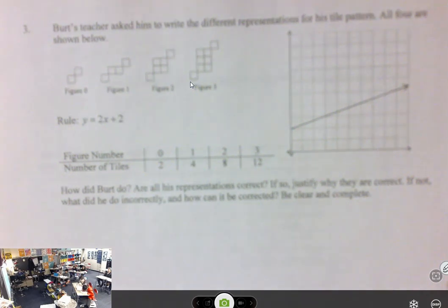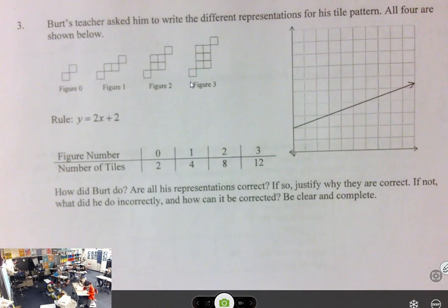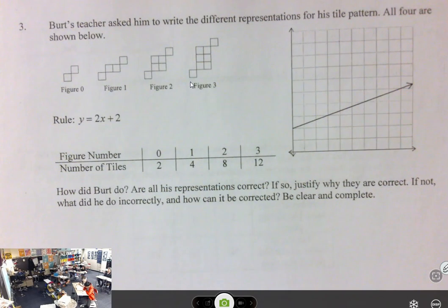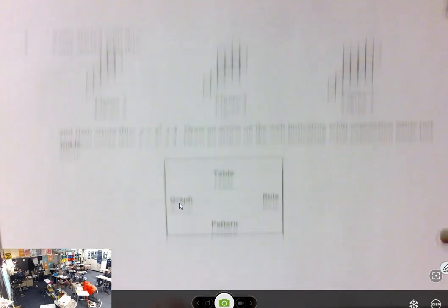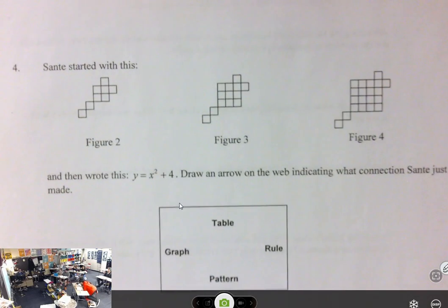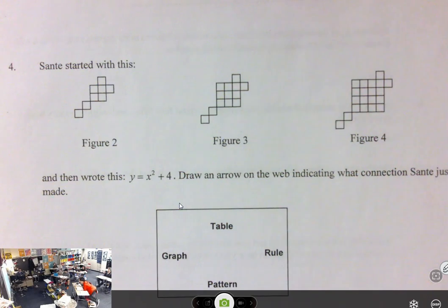I get it. Okay, sorry, this should focus up. There we go. So, Bert has a tile pattern. He needs your help. Are the representations correct? If so, justify. If not, justify. Your work today is directly going to impact this tomorrow and might impact whether you want to take the test or not. So Sante, not Santi, Sante, has this figure set.